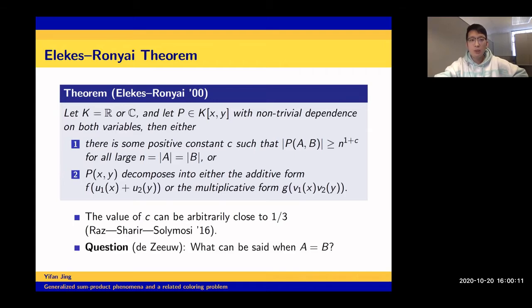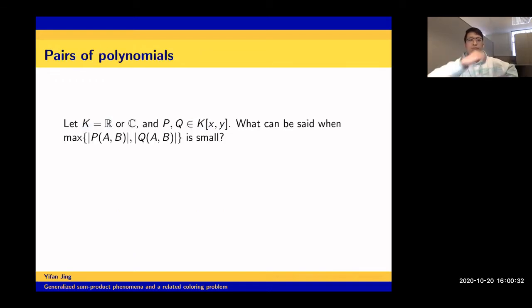And there's an interesting question asked by de Zeeuw. So what can be said when A equals B? If we know that P(A,A) is small, can we have a better structure of the polynomial? This is an interesting question. And also people consider a similar phenomenon for pairs of polynomials. So if you have two polynomials, P and Q, what can be said when P(A,B) and Q(A,B) are small? So the maximum among the sizes of the images of P(A,B) and Q(A,B) is small.